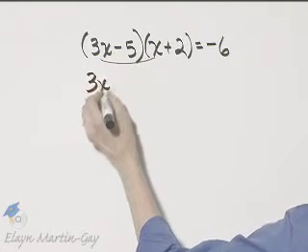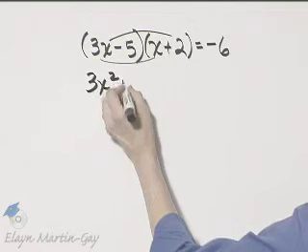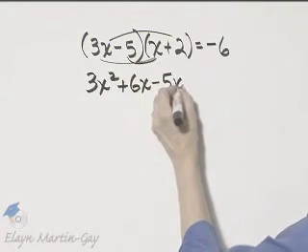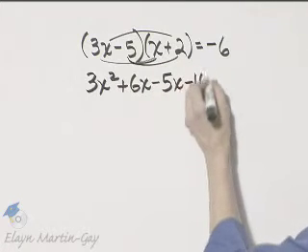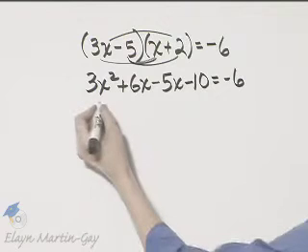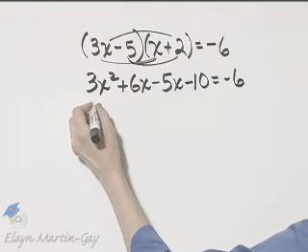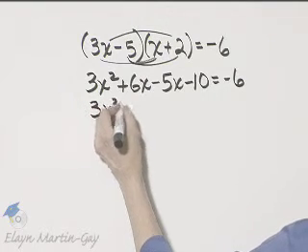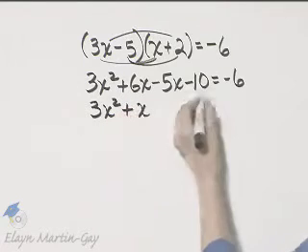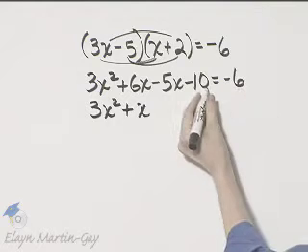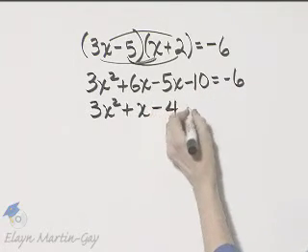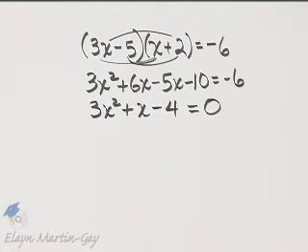That's 3x squared. That's plus 6x, product of the outside terms, minus 5x, minus 10 is equal to negative 6. Now let's go ahead and set it equal to 0, write it in standard form. So that's 3x squared, 6x minus 5x, that's plus x, and then negative 10 plus 6, if I add 6 to both sides, negative 10 plus 6, that's negative 4, and then it's equal to 0.